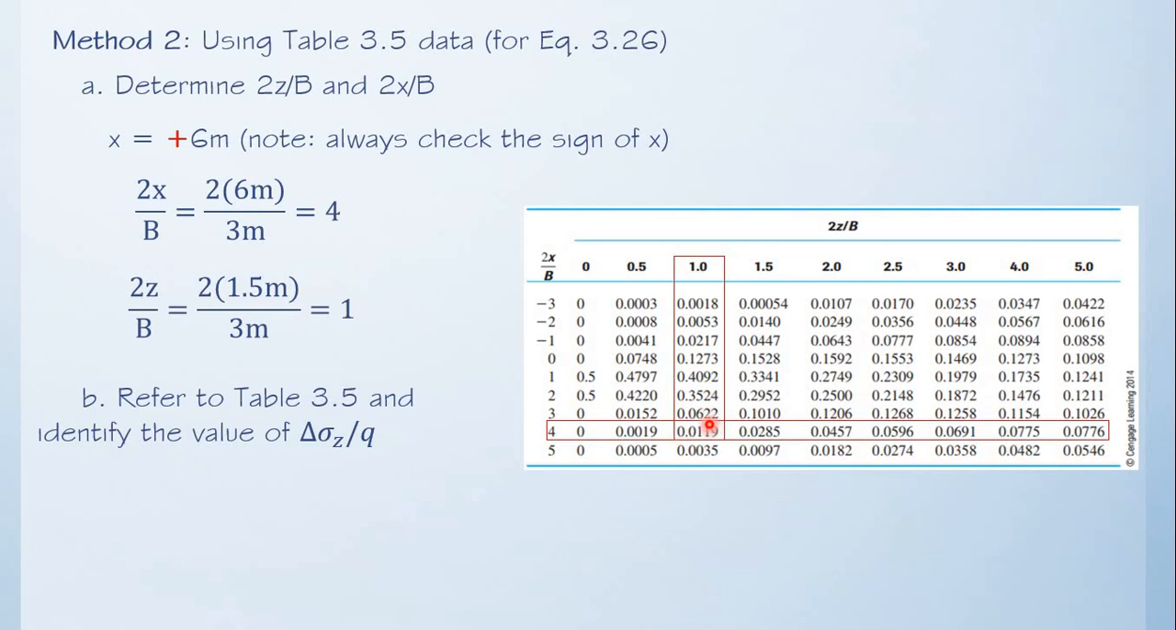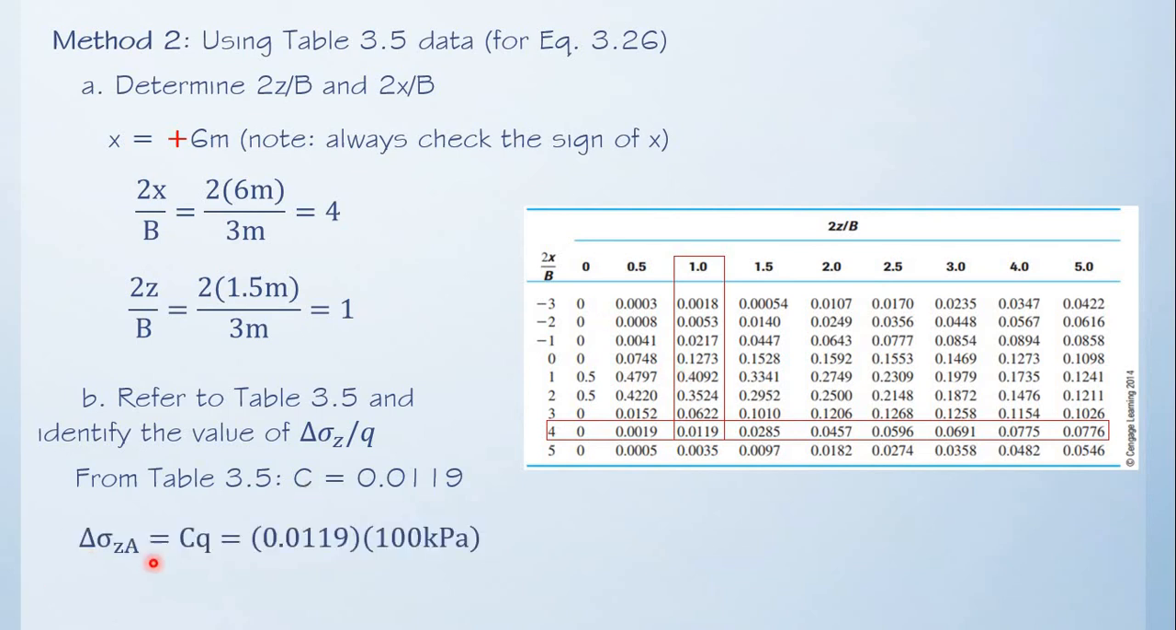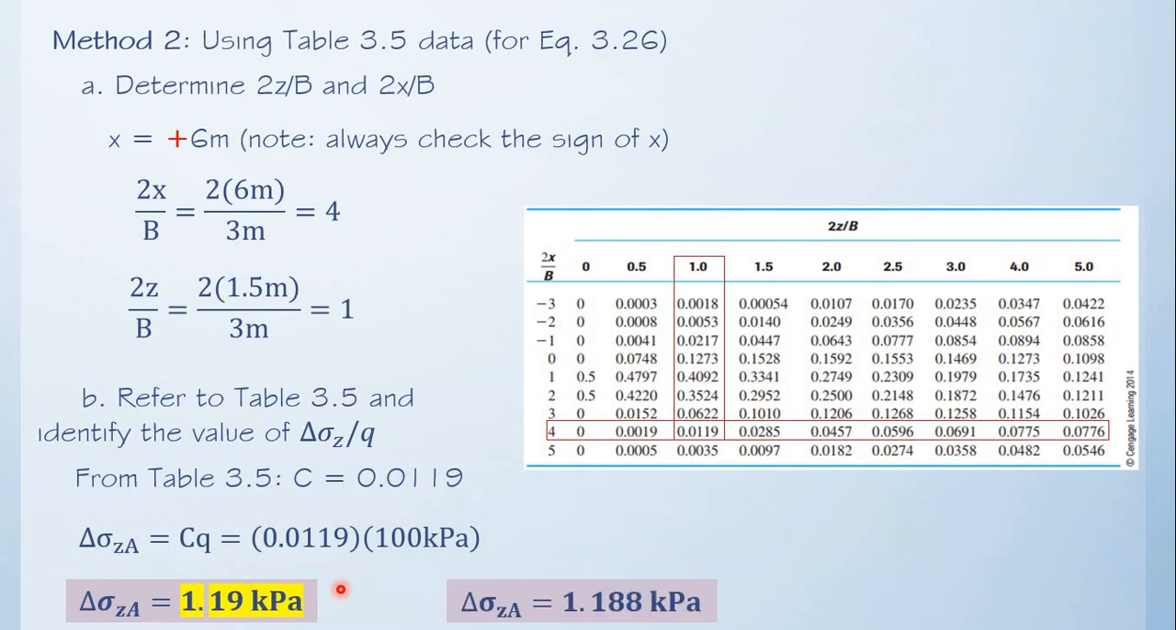So we know that the value of c is 0.0119. We now substitute the value of c into the equation. That becomes vertical stress is equal to c multiplied by the load, 0.0119 times 100. This is 1.19 kilopascal. This is now our answer. If we are going to compare it to the value we had solved a while back, that is 1.18 kilopascal, we can see that they are almost equal or the same.